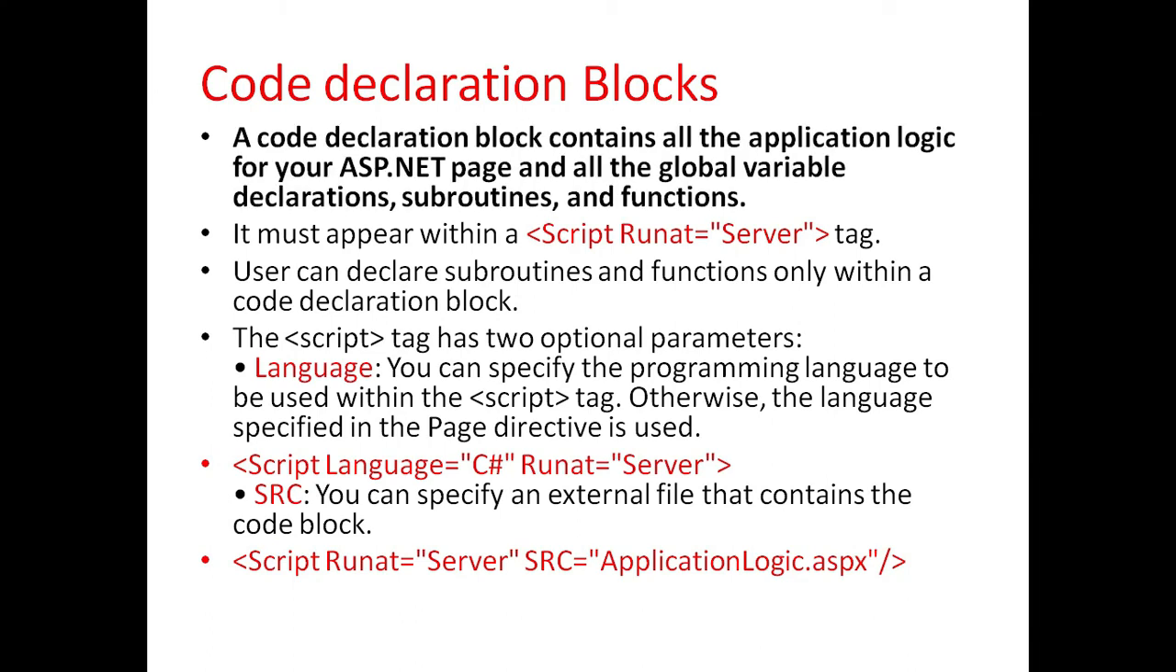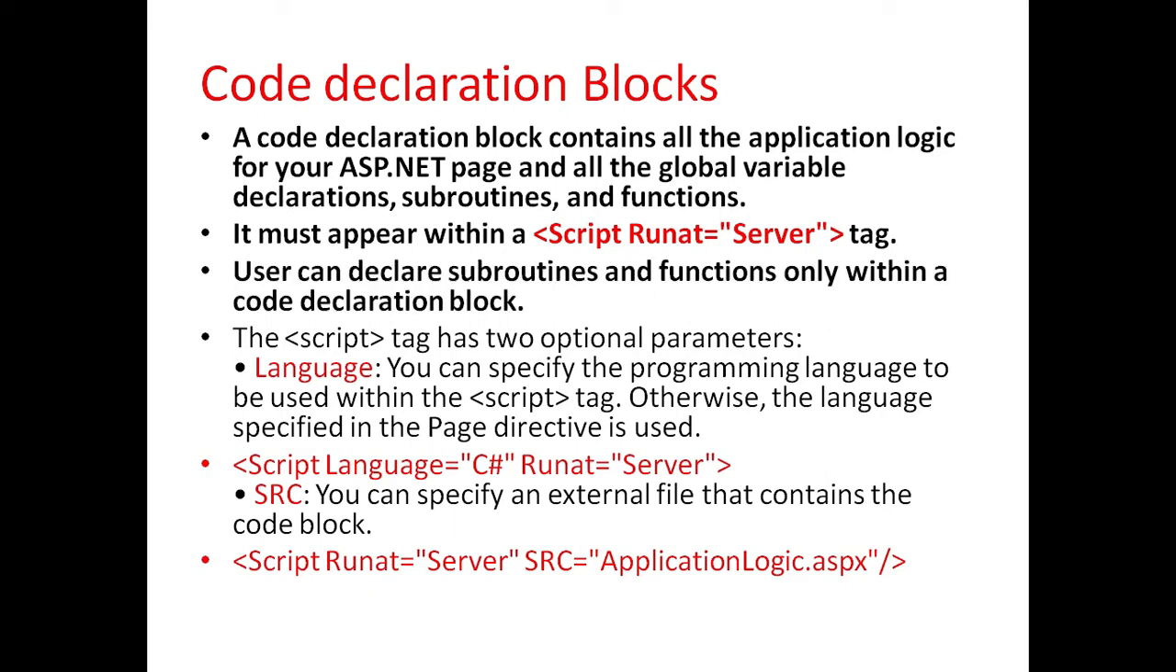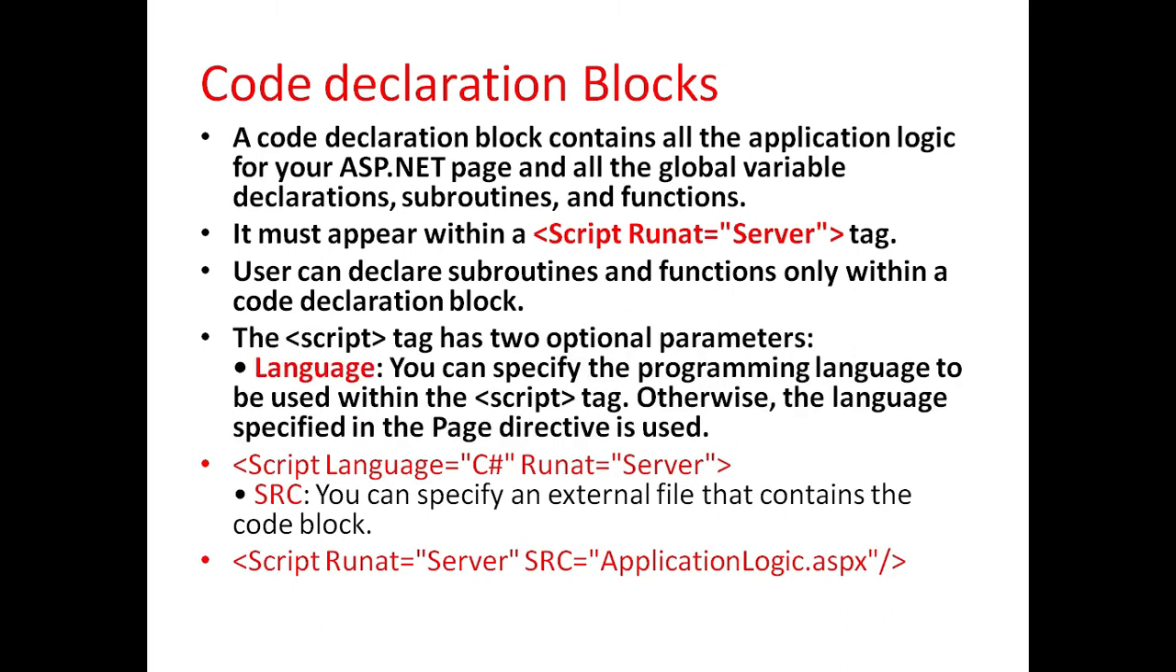Next is code declaration blocks. A code declaration block contains all application logic for your ASP.NET page and all the global variable declarations, subroutines and functions. It must appear within a script runat="server" tag. The user can declare subroutines and functions only within a code declaration block. The script tag has two optional parameters. First is language. The user can specify the programming language to be used within the script tag. Otherwise, the language specified in the page directive is used.